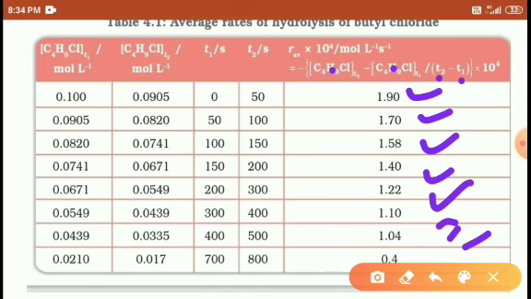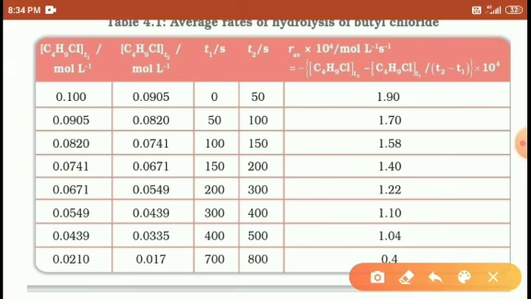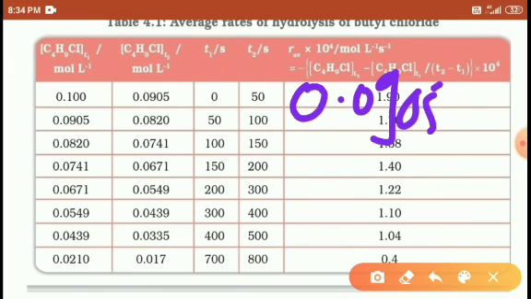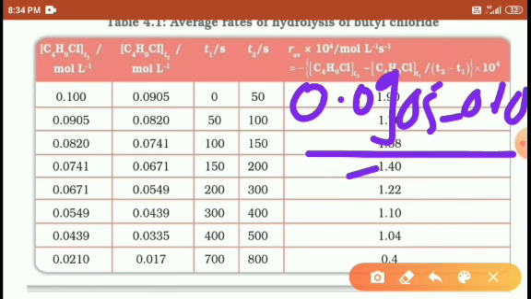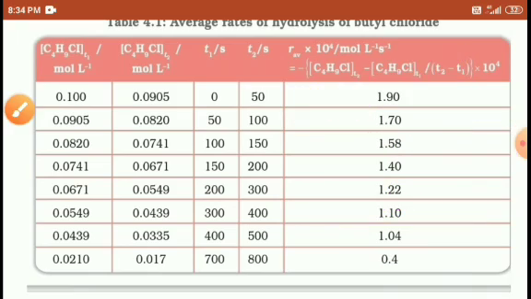When you subtract 0.0905 minus 0.100 like this, students, the concentration of 0.0905 minus 0.100 whole divided by 50 minus 0, then you get the answer 1.90 into 10 to the power of 7. Right, students?